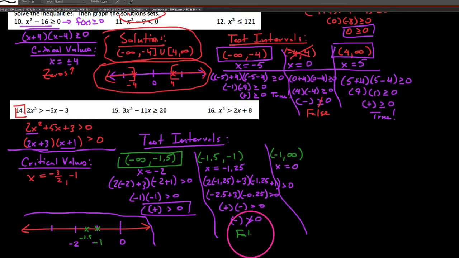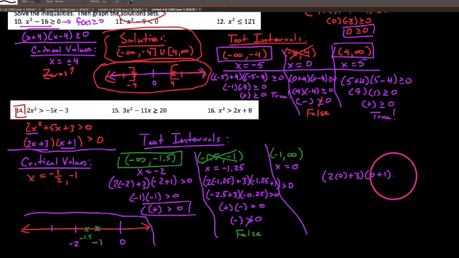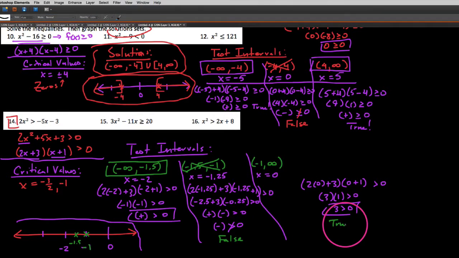So we would say this is false, but also that every x value on this interval would also have to not satisfy the original inequality. So last but not least, let's test 0 here. And when I test 0, I get 2 times 0 plus 3 times 0 plus 1 is greater than 0. In other words, I get 3 times 1 is greater than 0, which is totally true. A positive is greater than 0. So this is true, true, and that means that we're going to accept this last interval here.